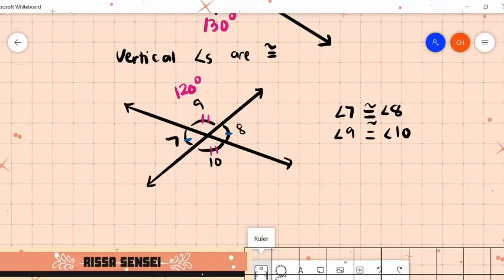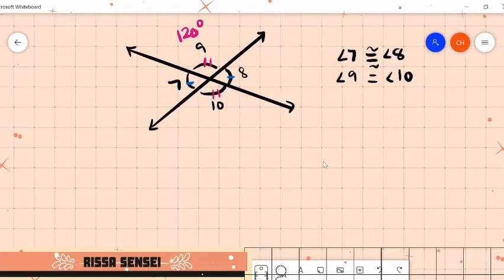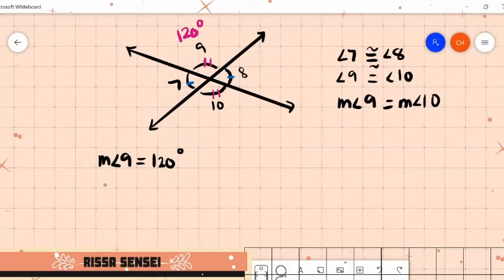Pwede ko na bang makuha yung measure ng angle 7, 10, and 8? Oo, pwede. Kayang-kaya na nating makuha yan, kahit isa lang yung binigay na measurement. Paano? Since the measure of angle 9 is 120, and we know that angle 9 is congruent to angle 10, pwede nating masabi that angle 9 is equal to angle 10. So, therefore, angle 10 measures 120 degrees also.